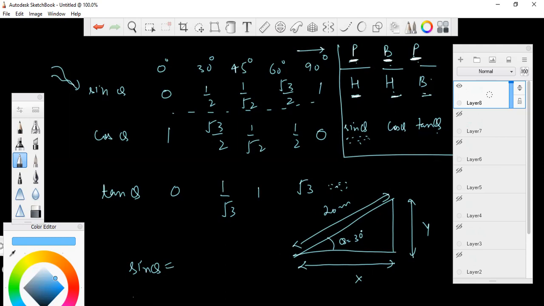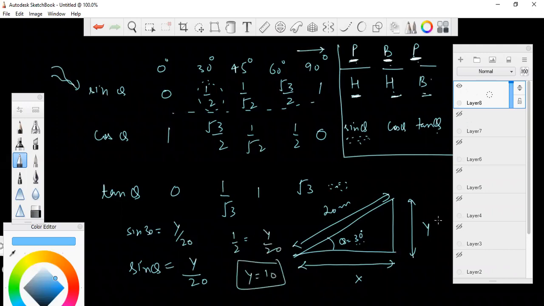In this triangle, sine theta is Y by 20, since it is perpendicular, which is Y, by hypotenuse, which is 20. Here the angle is 30, so this is sine 30, which is equal to Y by 20. And sine 30 value is 1 by 2. So you equate 1 by 2 equals Y by 20. So Y value is 10.